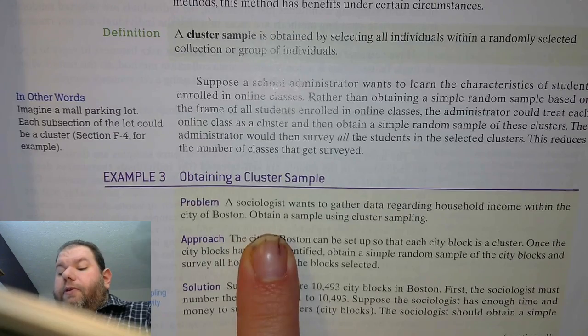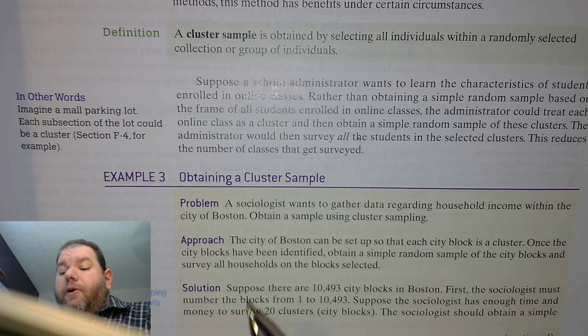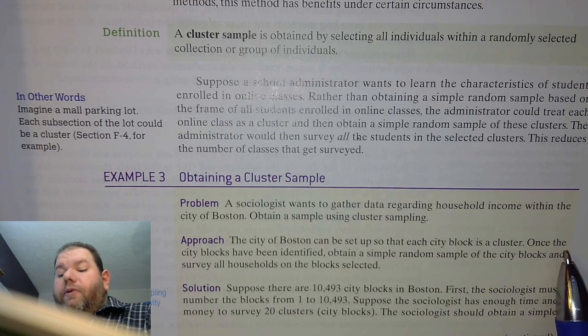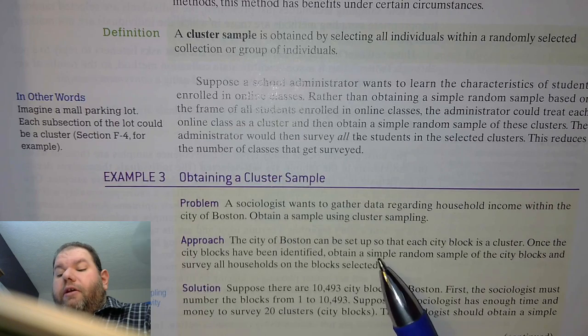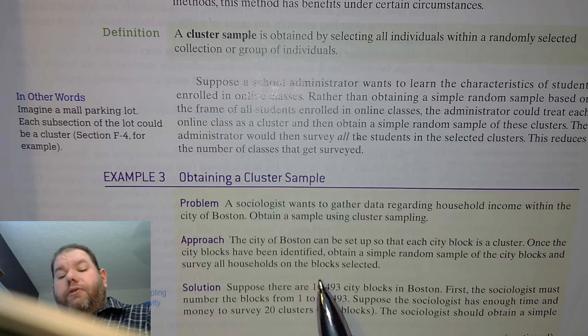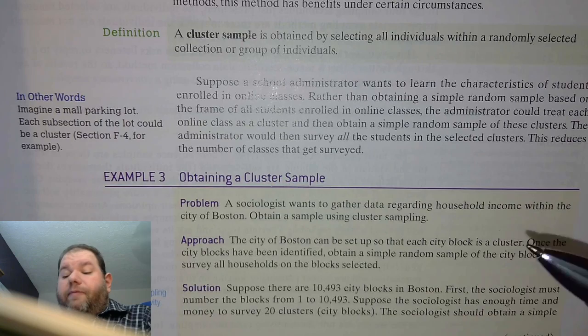So a sociologist wants to gather data regarding household income within the city of Boston. And we obtain a sample using cluster sampling. So the city of Boston can be set up so that each city block is a cluster. Once the city blocks have been identified, we then obtain a simple random sample of the city blocks and survey all households on the blocks selected. So let's say in the city of Boston, there's 10,493 different city blocks.